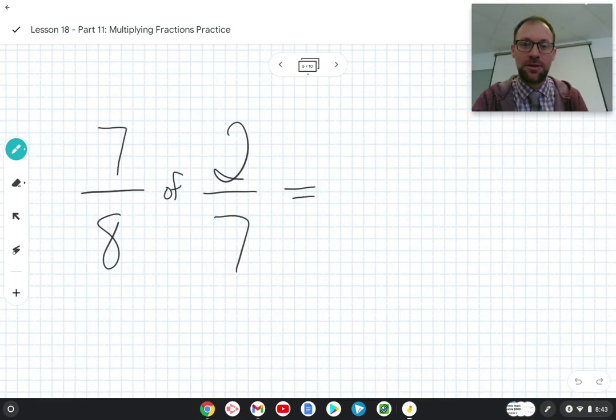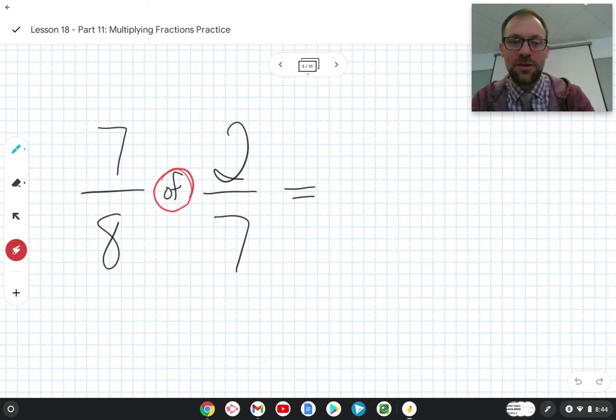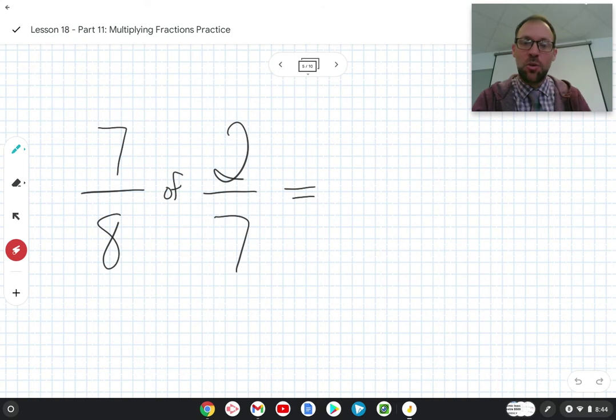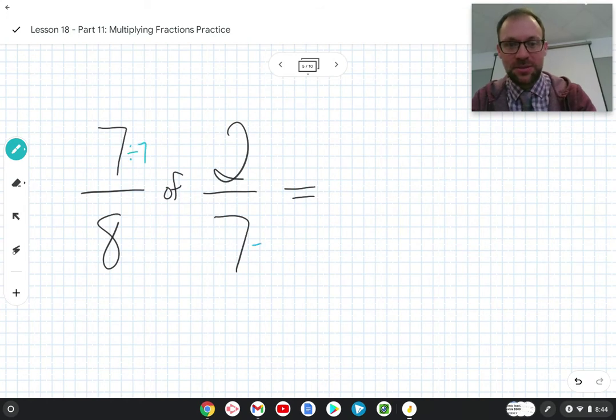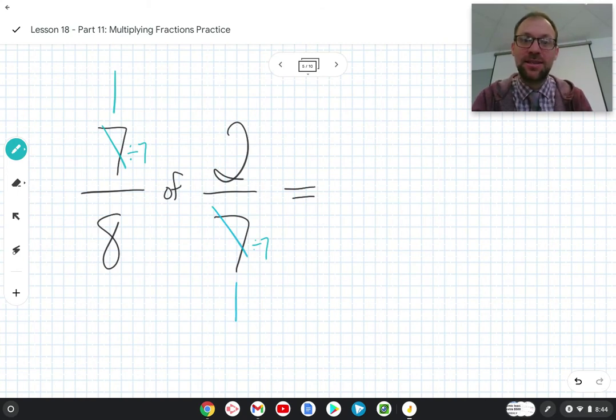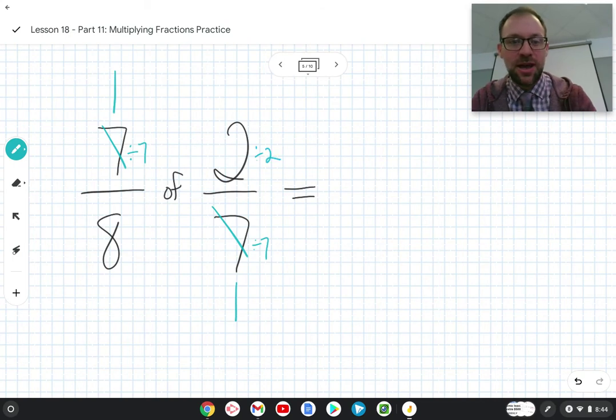Let's try another one. Here we have 7/8 of 2/7. And remember, of means multiply. Oh, I think we can do some simplifying here. We can cross-cancel in both directions. Do you see how we can cross-cancel? We can divide the 7s by themselves, right? And those turn into 1s. And then the 2 and the 8, well, 2 is the greatest common factor for 2 and 8, so we can divide both 2 and 8 by 2.